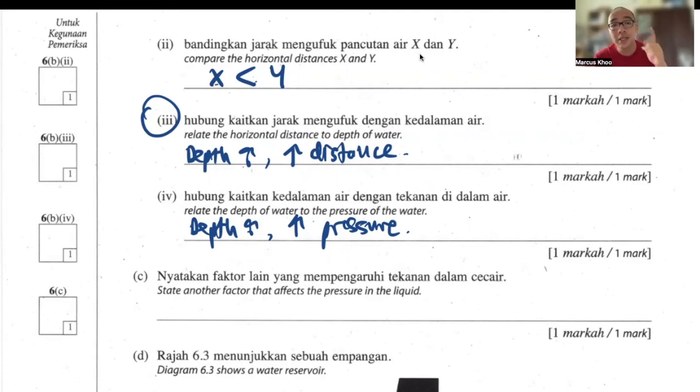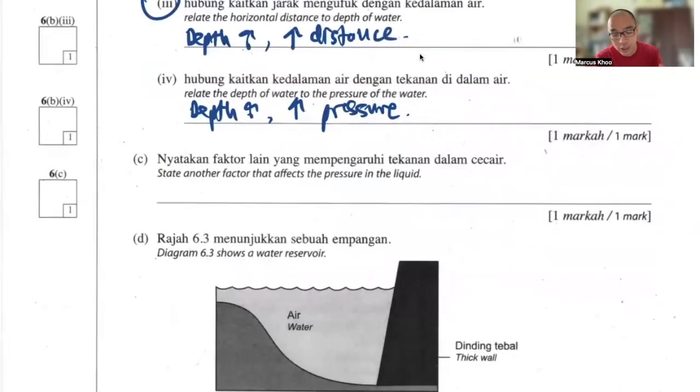No, okay, it's always the one affects the other. So be very careful when you write relationship. Okay, don't be fooled by the question. State another factor that affects the pressure in the liquid. The formula for liquid pressure is P equals rho g h.